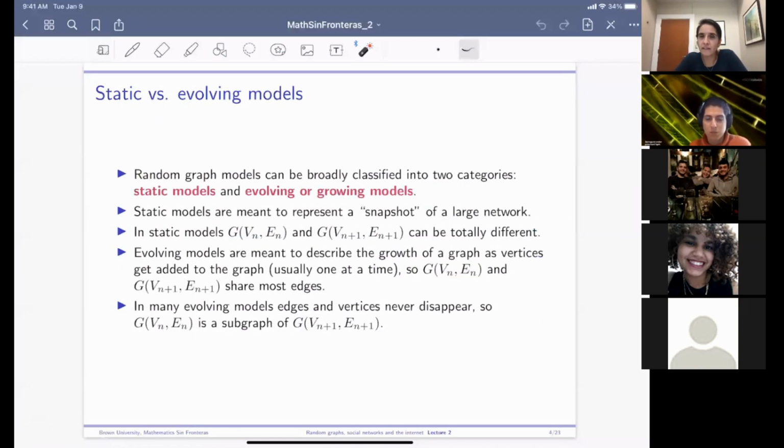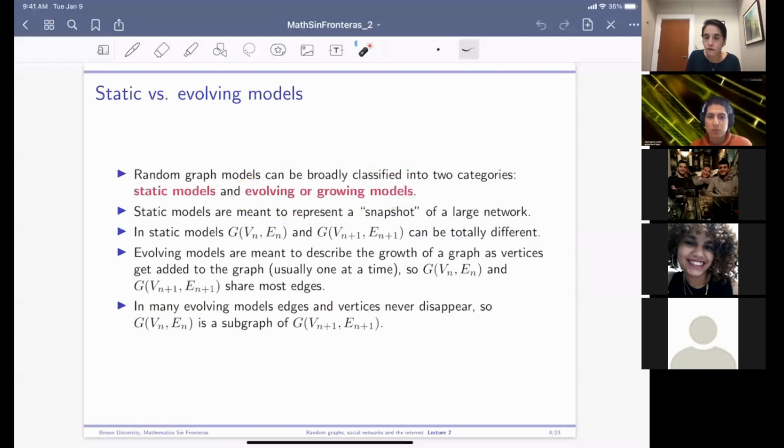Now, in great generality, we can think of random graph models in two different ways. The first one is the idea of: here's a very, very big graph, I'm going to take a picture, click, and I'm going to get a snapshot of that graph. So it's not moving, it is what it is the moment I took the photo, and we're going to call those static models. The vertices are fixed, and we're just looking at which edges happen to be present when we took the picture. On the other hand, we have models that are evolving or growing, that tell us how the graph grows as new vertices come in and get added to the graph.